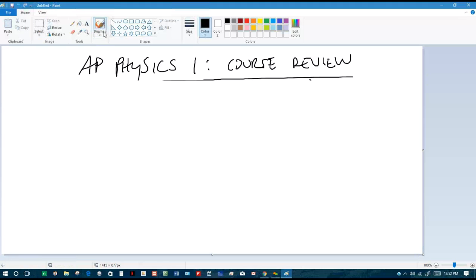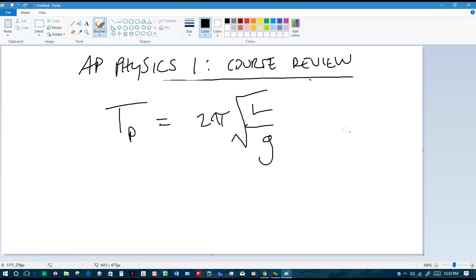The other comment about a pendulum is the period of a pendulum is 2π times the square root of L over g. So the length of a pendulum is just considered L. And note that the period does not depend on that original amplitude angle. This theta here would be considered amplitude.